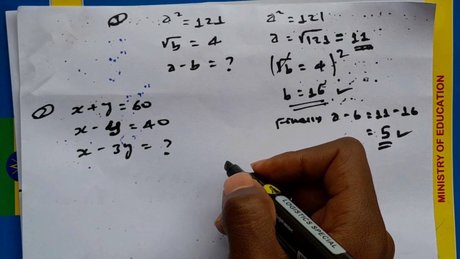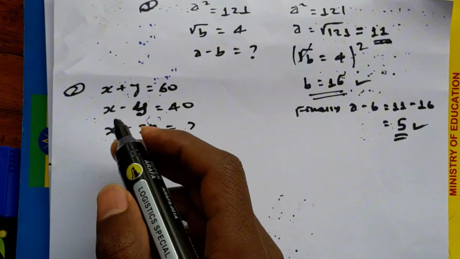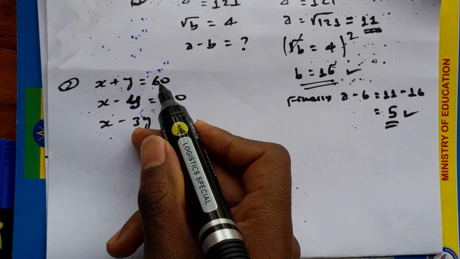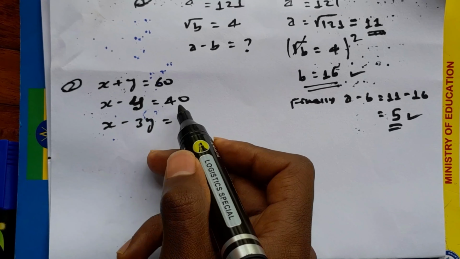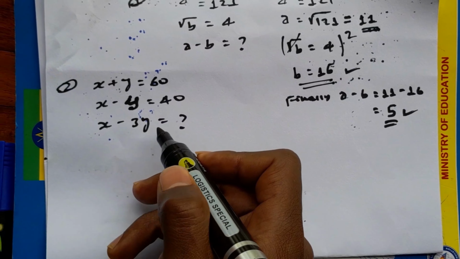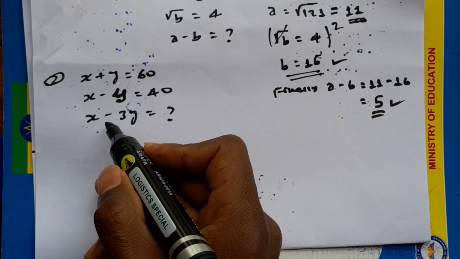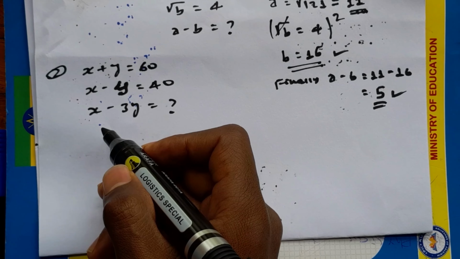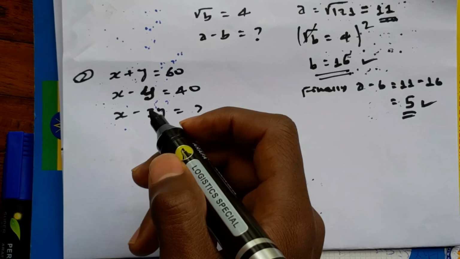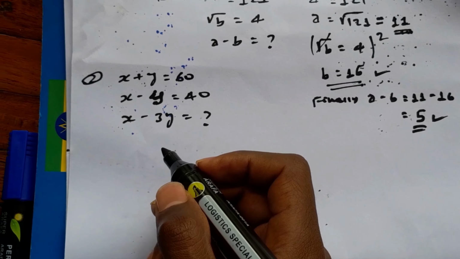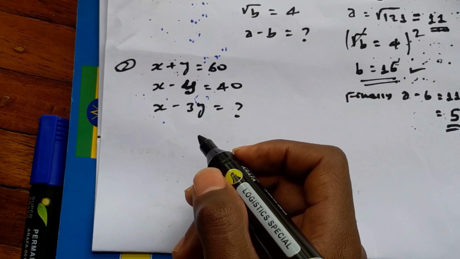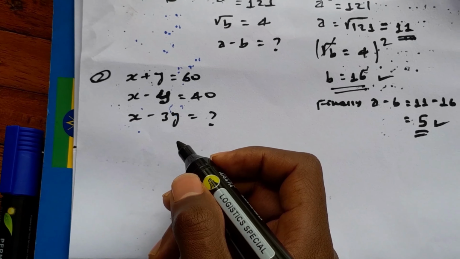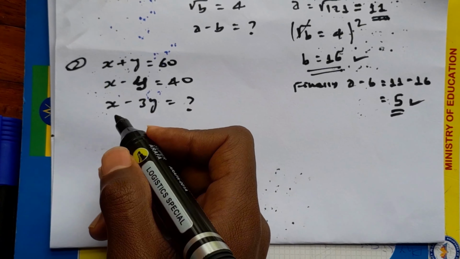The next question looks like this one. The question: x plus y is equal to 16, x minus y is equal to 14. X minus 3y is how much? We ask for the value. Firstly, we find the value of x, after that the value of y. For this, we use the elimination method. Do you know the elimination method? I will show you in the next class. No matter, we use the elimination method.